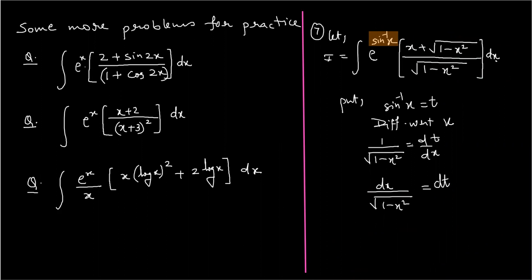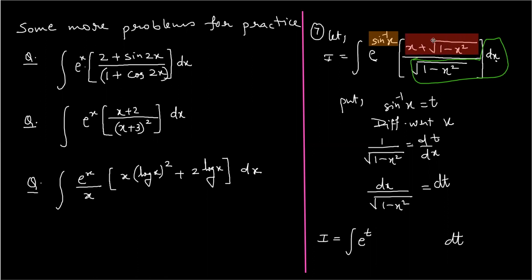So see here what I will write. Therefore I equals integral of e raised to t, since sine inverse x is t, and then you know that this part is dt. So here you write dt, and dt has covered this part. So still which part is left? This part is still left to be converted into t.